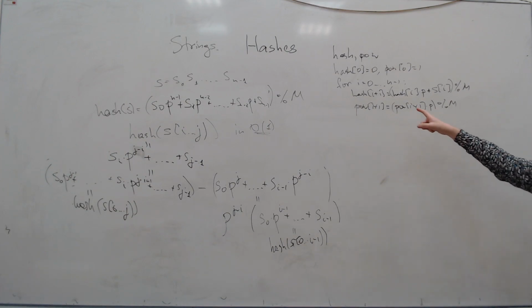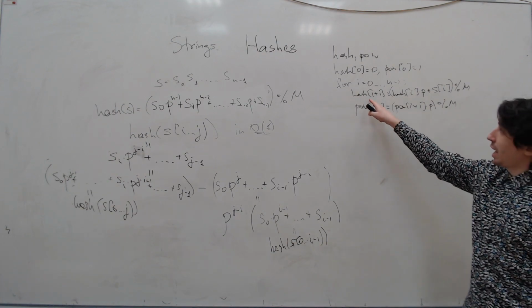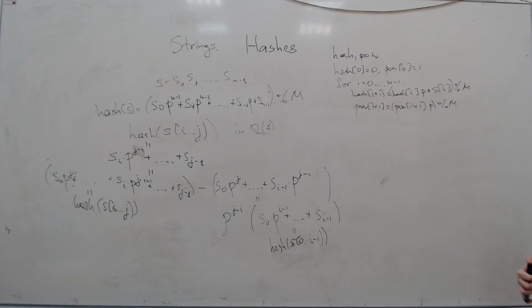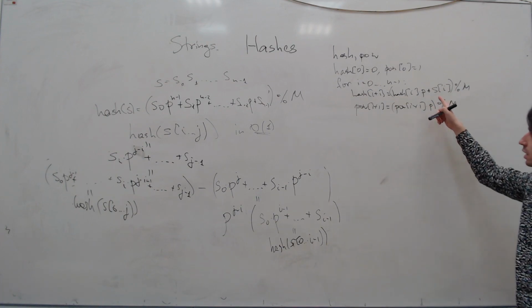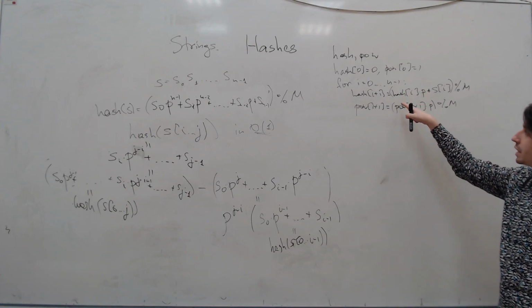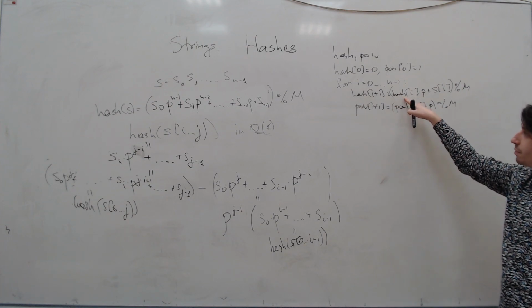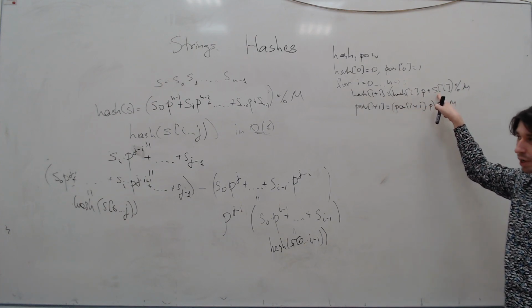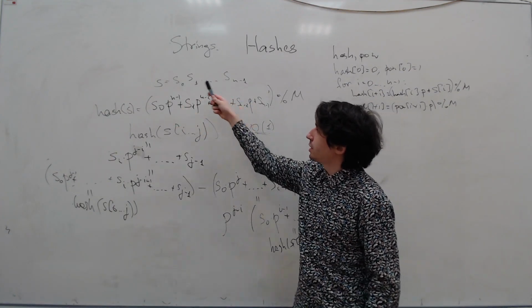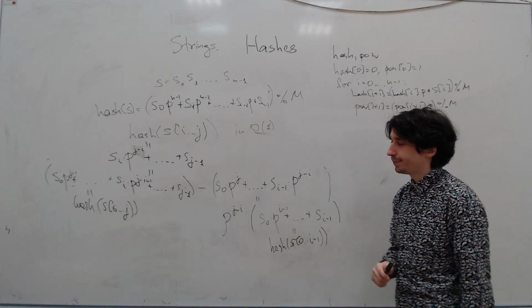So hash will now contain the hash of the prefix, and power will contain the power of p. This will be very important for us. Now, you can see that it becomes even less complicated than before: we simply multiply the hash of the prefix by p and add one more character.